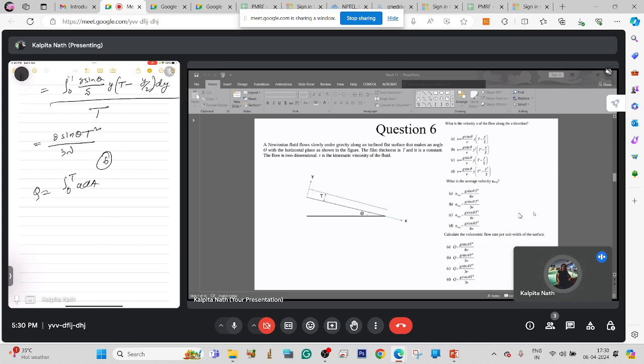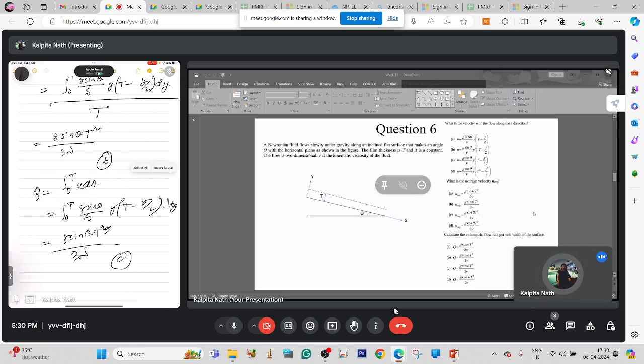So this will be integral from 0 to t of g sine theta by nu times (y t minus y squared by 2) dy. So this will be g sine theta t cubed by 3 nu. So this is option C. Okay. Now the next question.